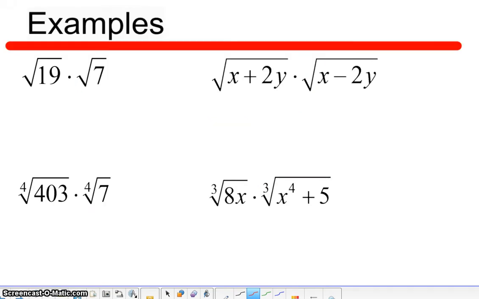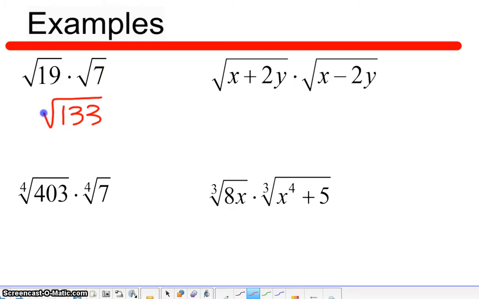Here we have 19 times 7. Go ahead and push pause and get your calculator out. Okay, and when you multiply those together, you should get 133, and that would be the most simplified answer.